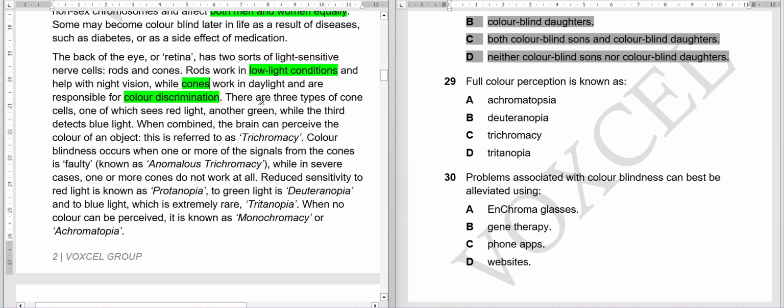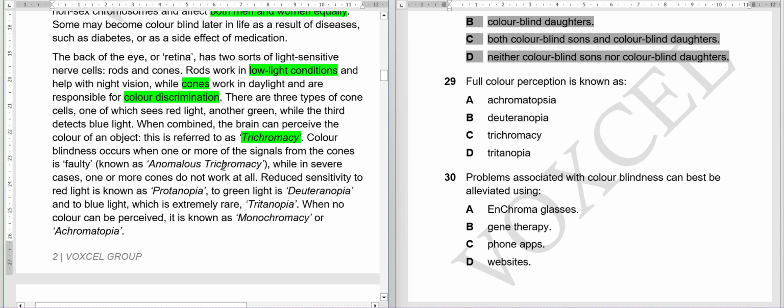Clear? There are three types of cone cells, one of which sees red light, another green, while the third detects blue. So I believe that's why they are called primary colors, I guess so. When combined, the brain can perceive the color of an object. This is referred to as trichromacy. So, okay, we have found the word trichromacy.